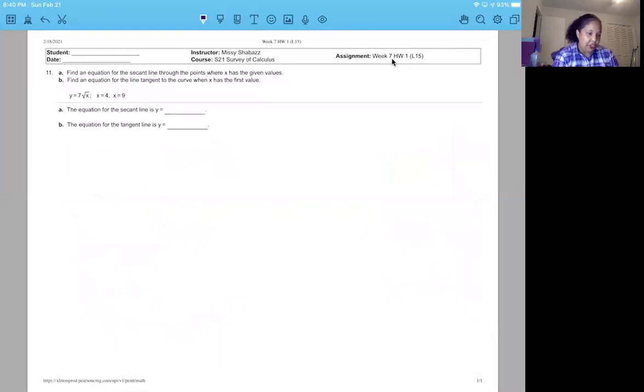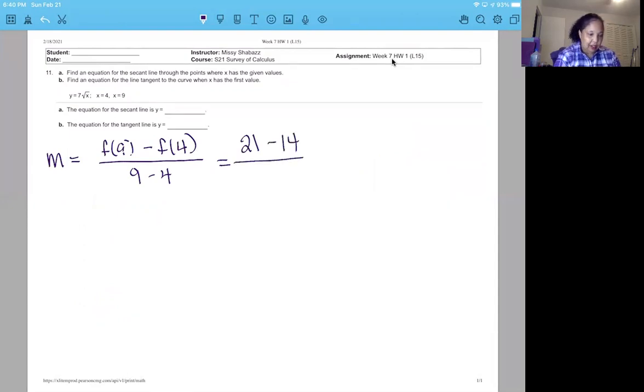All right, next question is, again, find the equation of the secant line, find the equation of the tangent line. For the secant line, we know that the slope is going to be f of 9 minus f of 4 over 9 minus 4. If I plug in 9, I get 7 times 3, which is 21. If I plug in 4, I get 7 times 2, which is 14. All over 9 minus 4, which is 5. So the difference between 21 and 14 is 7. So my slope is 7/5.